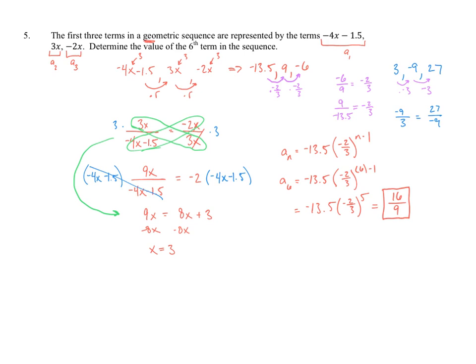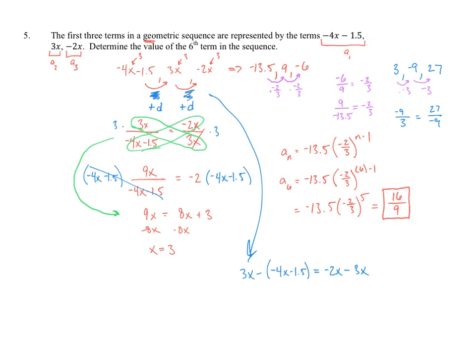Now, I'm not going to do another problem like this right now, but let's just say that instead of that saying geometric, it said arithmetic. If that said arithmetic, then immediately this is not times r anymore. This is plus, because it's arithmetic, some common difference. All right, that would change everything because from there, we wouldn't be dividing our terms, we would be subtracting them. 3x minus -4x minus 1.5 equals -2x minus 3x. And then we would solve for x that way.